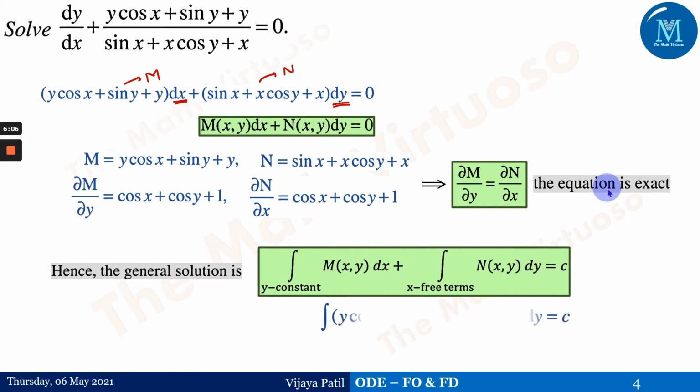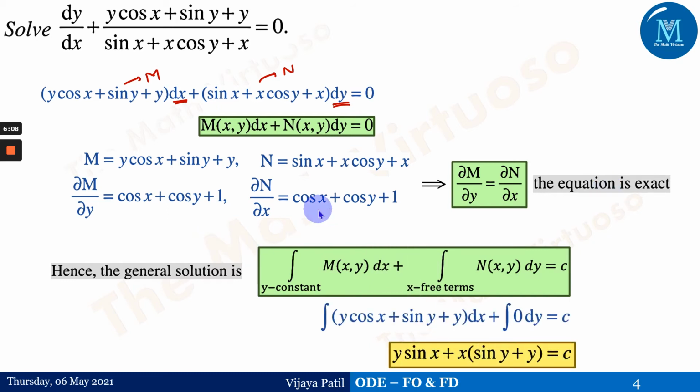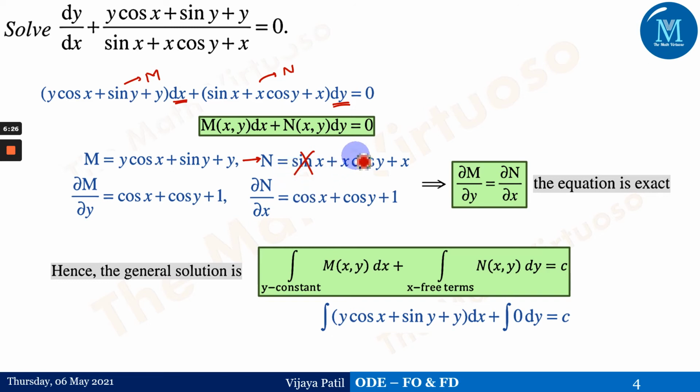If it is exact, then the general solution would be given to us like this. There is one term, the integration of those terms of N which are free from x. So this is the capital N here. What are the x-free terms here? sin x is having the x, so we cannot take this up. We cannot take x cos y, and the last term is x. That is the reason all three terms of N cannot be taken, therefore the integration of 0 dy is equal to c.